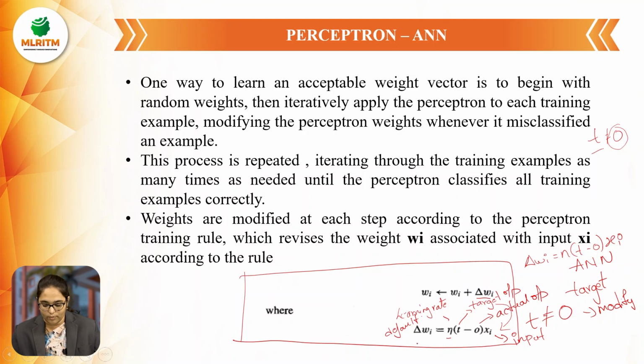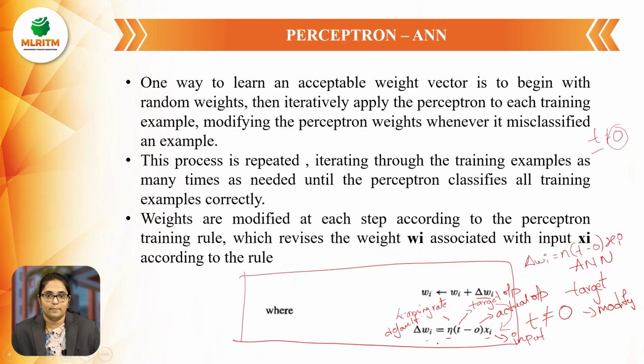So the weight modification formula is delta Wi equals n into (t minus o) into xi. Here n is another kind of input which is considered as a default value, called the learning rate. t is the targeted output, o is the actual output, and x is the input which we are considering to modify the weight.